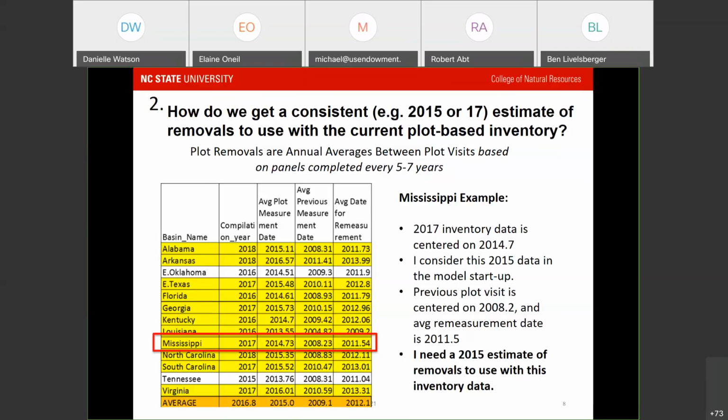If removals stayed flat for decades at a time, it wouldn't matter so much. But as you know, from 2009 on, we've had a major recession. We have a major recovery on the housing side. We have hurricanes. So what I need is some way to move the plot removal information up to a start year. And in this case, that year would be 2015.